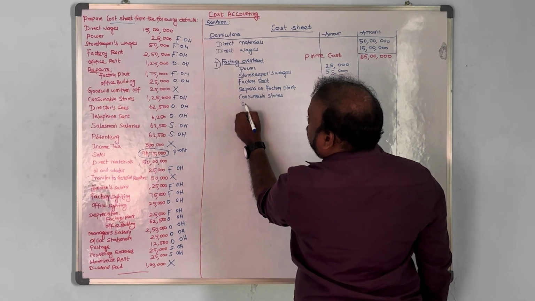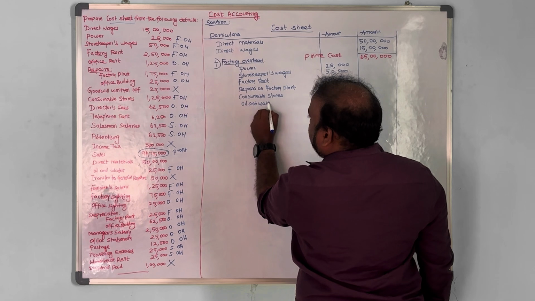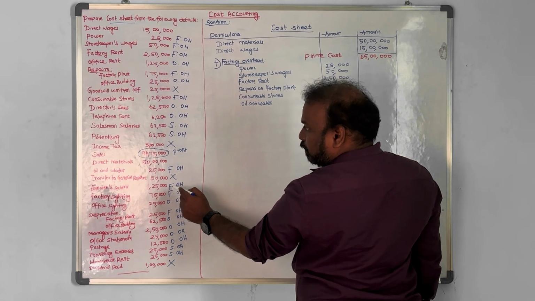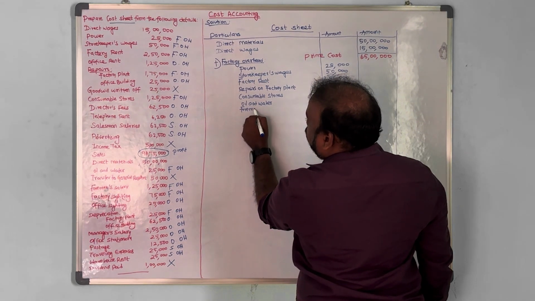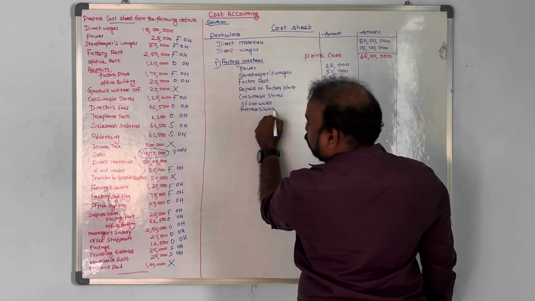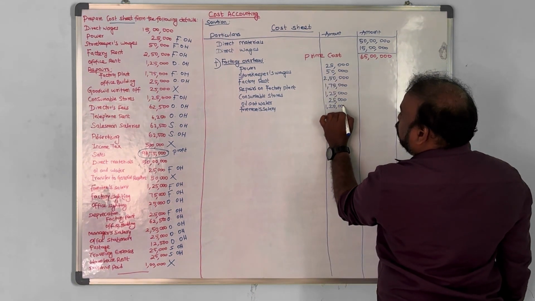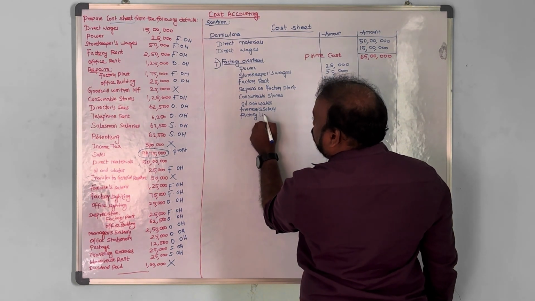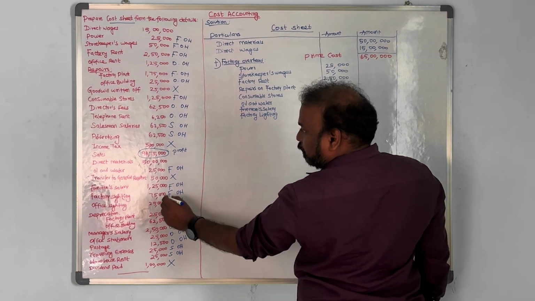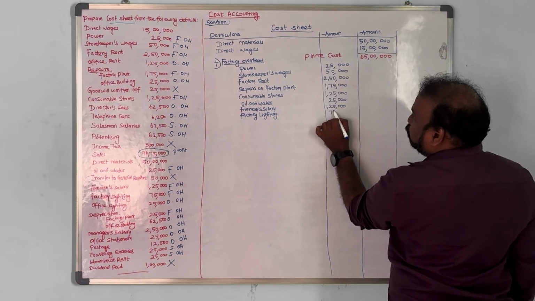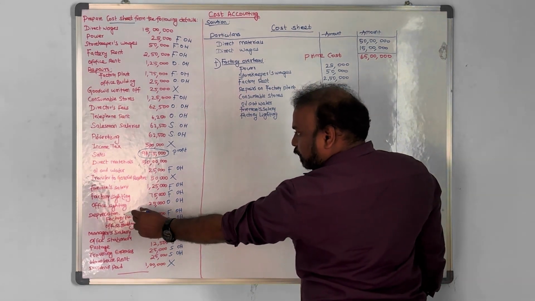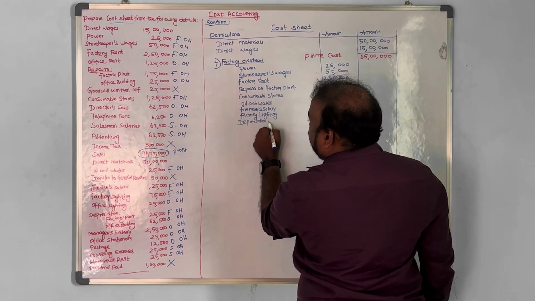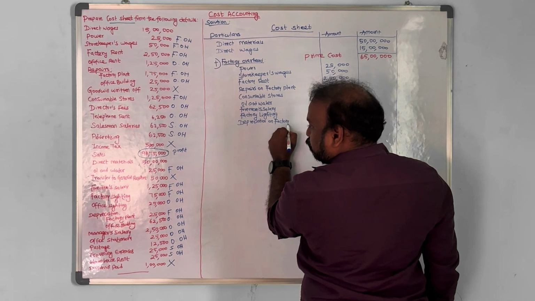Then oil and water 25,000, then foreman's salary 1,25,000, then factory lighting 75,000, then depreciation on factory plant 25,000.